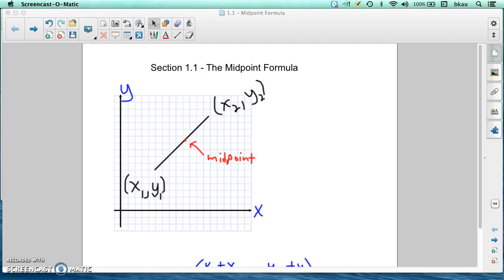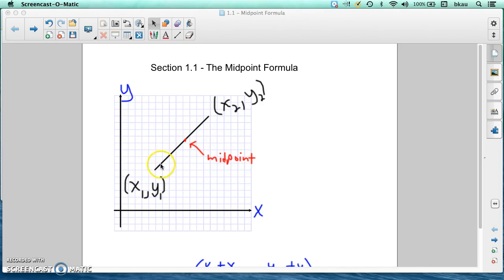Hello, and in this video we'll cover the midpoint formula, also in section 1.1. The midpoint formula is based upon the two coordinates as we did earlier in the distance formula, x1, y1 and x2, y2. We're finding this coordinate this time. We're not finding the length of the line, but we're finding the midpoint coordinate, the actual value of the midpoint.